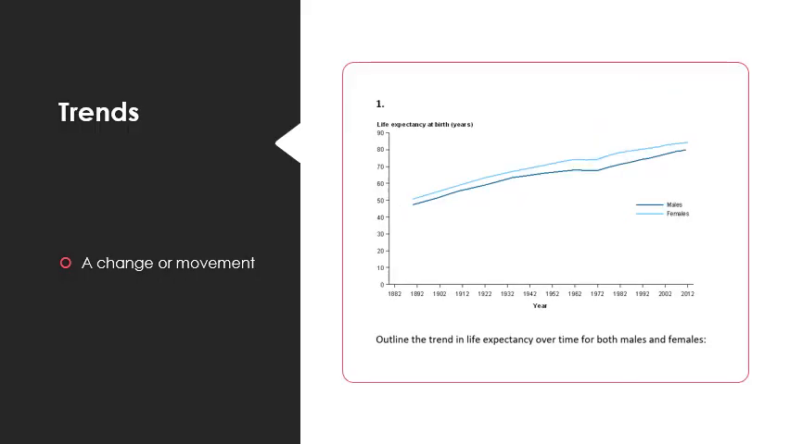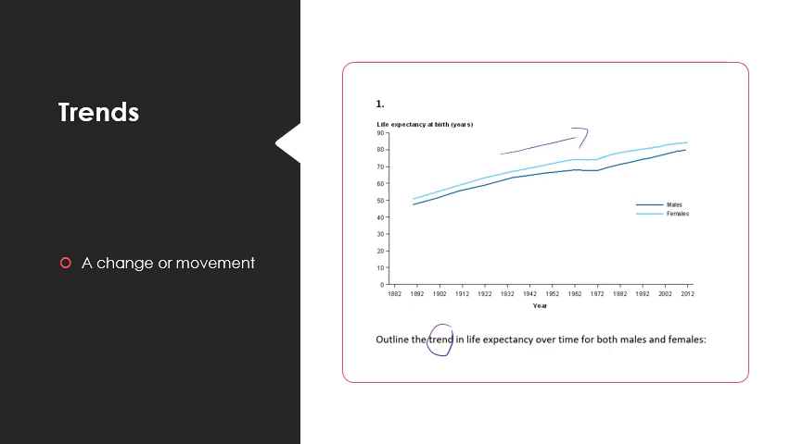A trend is something they use quite a lot. So here's the word trend. It means a change or movement. It's a pretty simple concept, but people do still make mistakes. If you have a look at these, the trend is upwards. It's life expectancy at birth. The trend in life expectancy for both males and females is increasing.